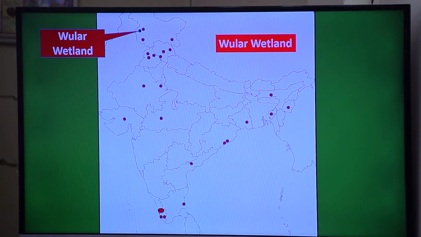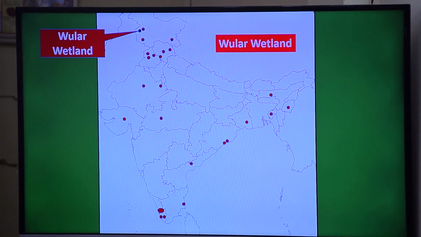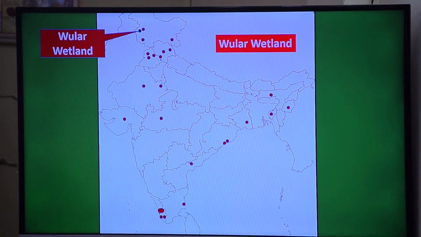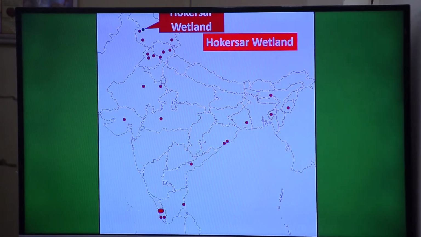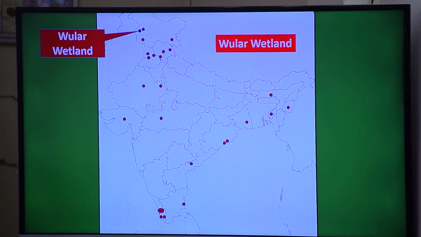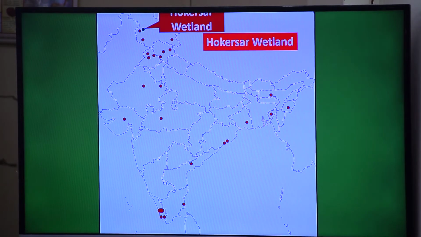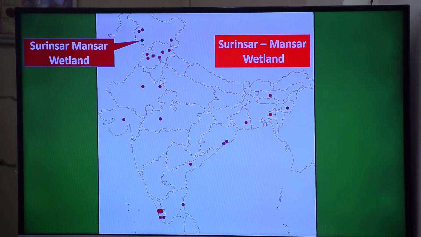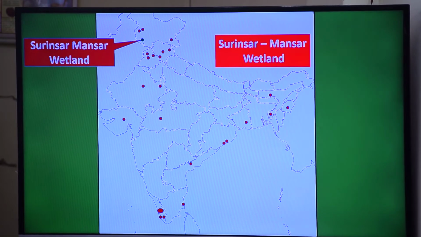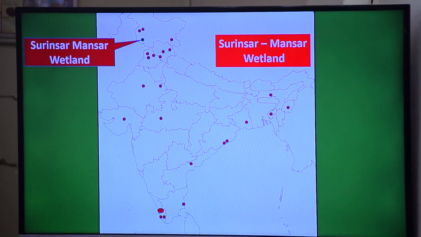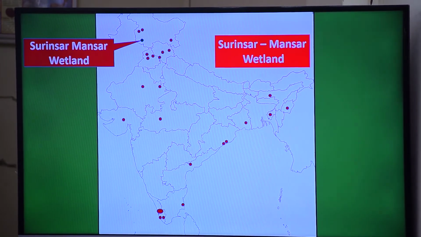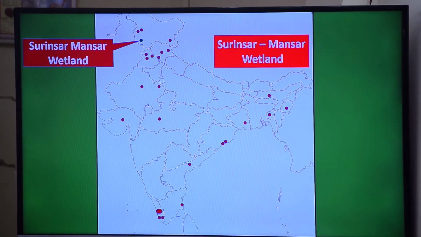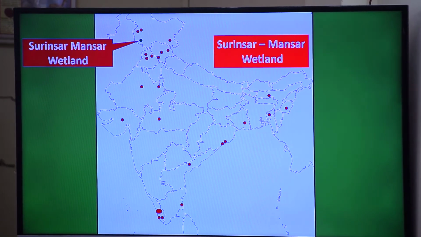4 wetlands in Jammu and Kashmir. Nearby Srinagar, you will see Ular. Which wetland did I say? Ular. Thereafter I said Hokersar. If you remember the lakes, Ular, and then tell me, Hokersar. Is it clear? Then in the Jammu district, there is Mansar Surinsar. Which one did I say? So which are the 3 wetlands in Jammu and Kashmir? Ular, Hokersar, Mansar Surinsar.